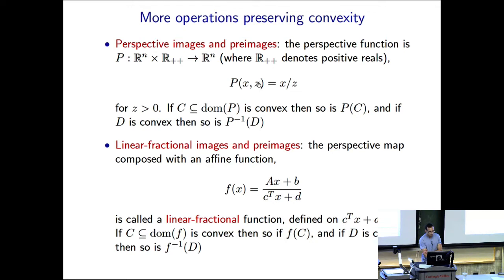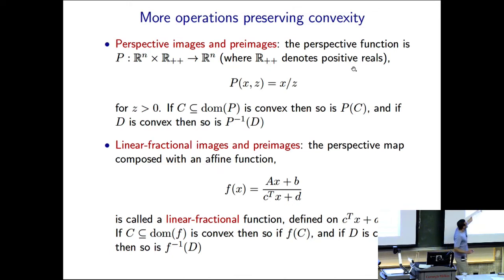Perspective images and preimages. The perspective function basically takes two arguments. One block is a vector, so x is in R^n, and z is a positive real number, and it returns x divided by z element-wise. So this is an n-dimensional vector with every element of x divided by z. And z is restricted to be positive in this map. Otherwise, if it's 0, this doesn't make sense. And if it's allowed to be negative, then we don't get something that preserves convexity. So the domain of z is R++, which denotes the positive reals for us.